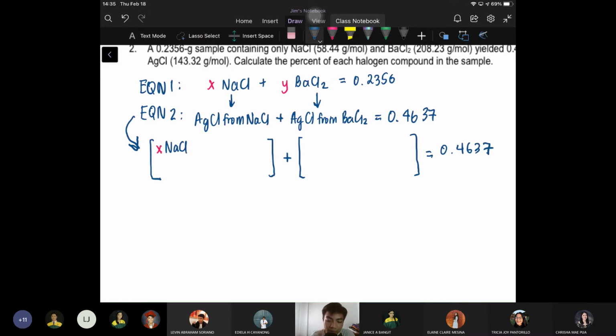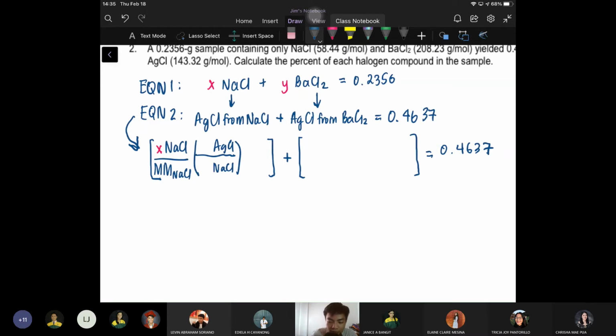Ano gagawin mo yan para ma-convert yan to AgCl? From mass, gagawin mong moles NaCl. How? Divided by the molar mass. So by dividing it by molar mass, you get the moles of NaCl na. Then after makuha mo yung moles ng NaCl, you convert it to moles of AgCl. NaCl sa baba, AgCl sa taas. Stoichiometry lang tong ginagawa natin na. Walang bago dito.